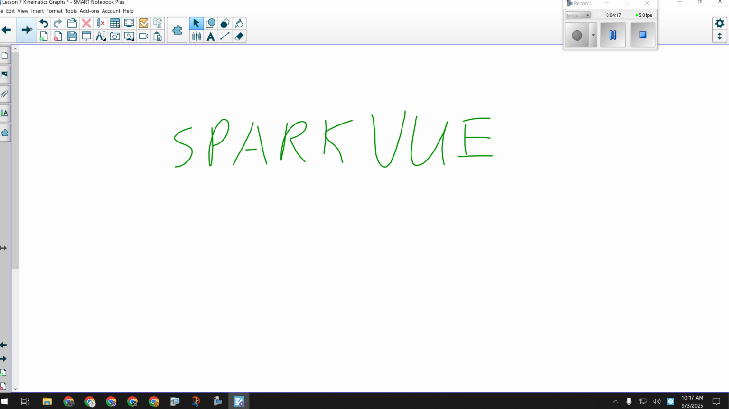So that's the app that you'll need, Spark View. The icon is like a blue background with a circle made of white dots on it, something like that.